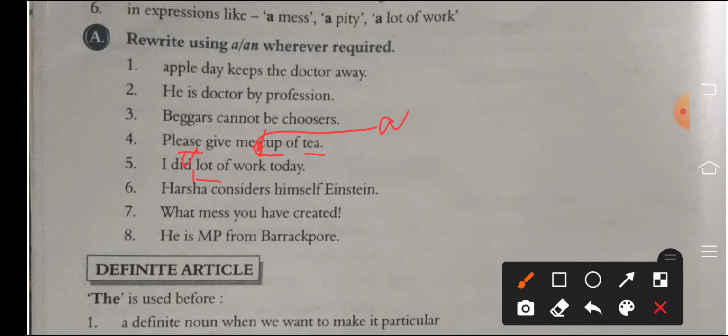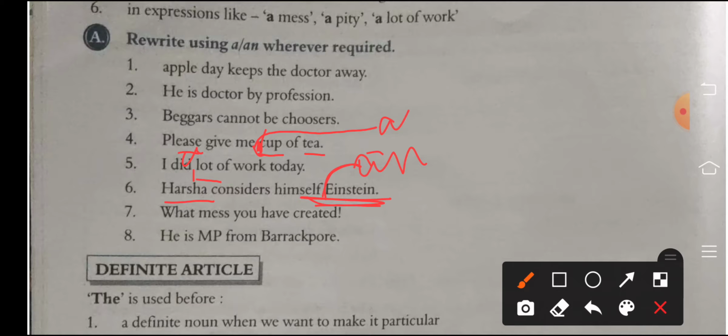Harsh considered himself Einstein. So here we are talking about Einstein, right. Actually when we want to express a proper name with a special meaning, because here we are comparing Harsh with Einstein, right. So Harsh considered himself an Einstein. What is this? An Einstein. So before Einstein we will add an. Generally with proper names we do not use anything, but here we want to express a special meaning of this sentence.